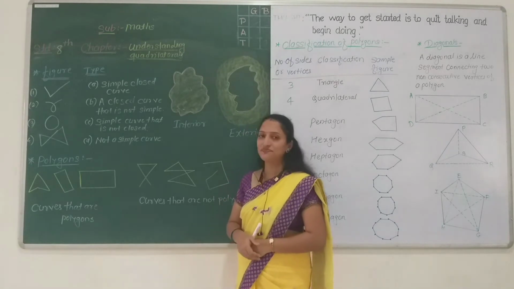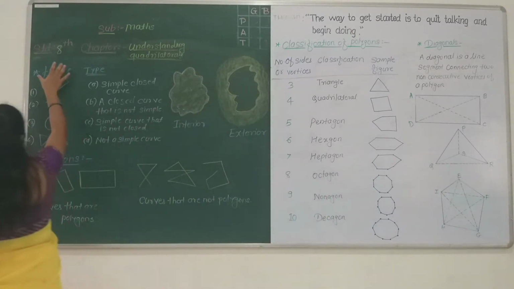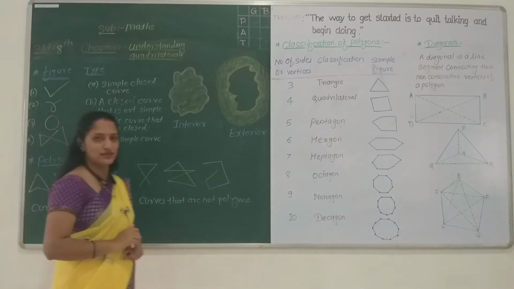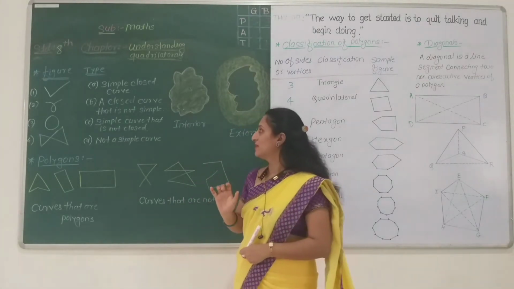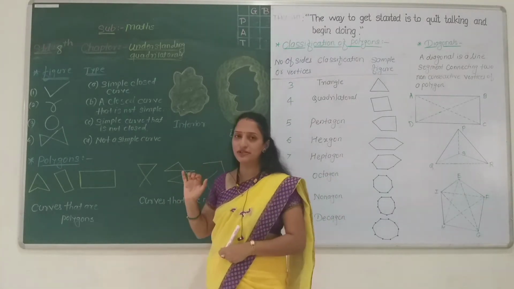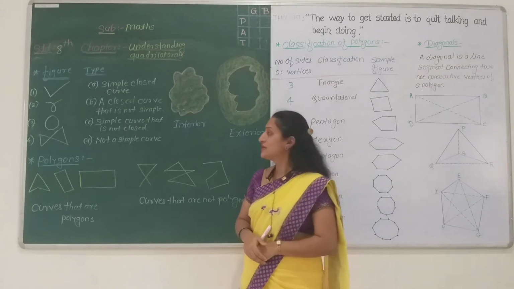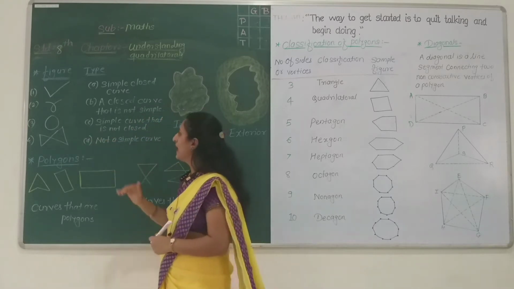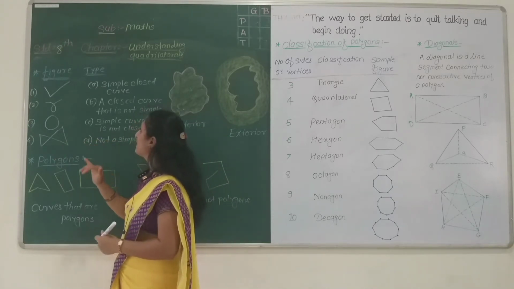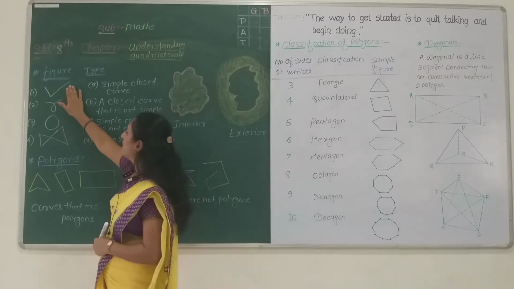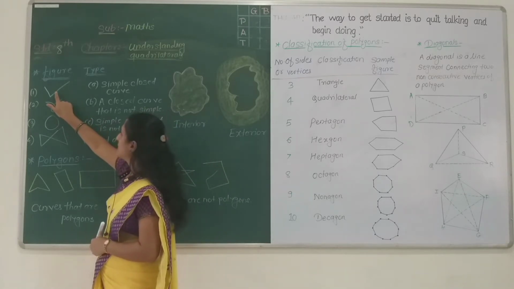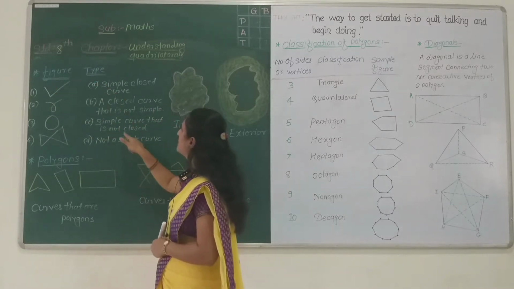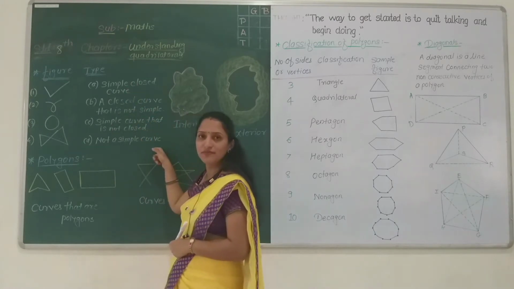Now look at the board. Here the first column contains some figures and the second column contains types of figures. Read the figures and types carefully and tell me the matches. Look at the first figure. Can you tell me whether this figure matches any of the types in the second column?